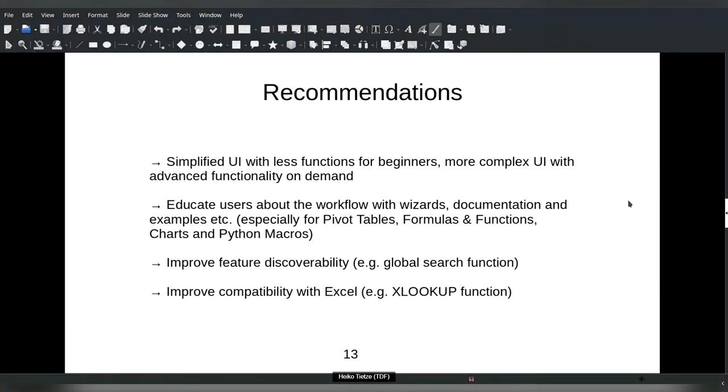One good suggestion we've seen regarding this issue is a global search functionality. And lastly, improve compatibility with Excel. For example, introduce Excel functions that may be currently missing in Calc, such as the XLOOKUP function.